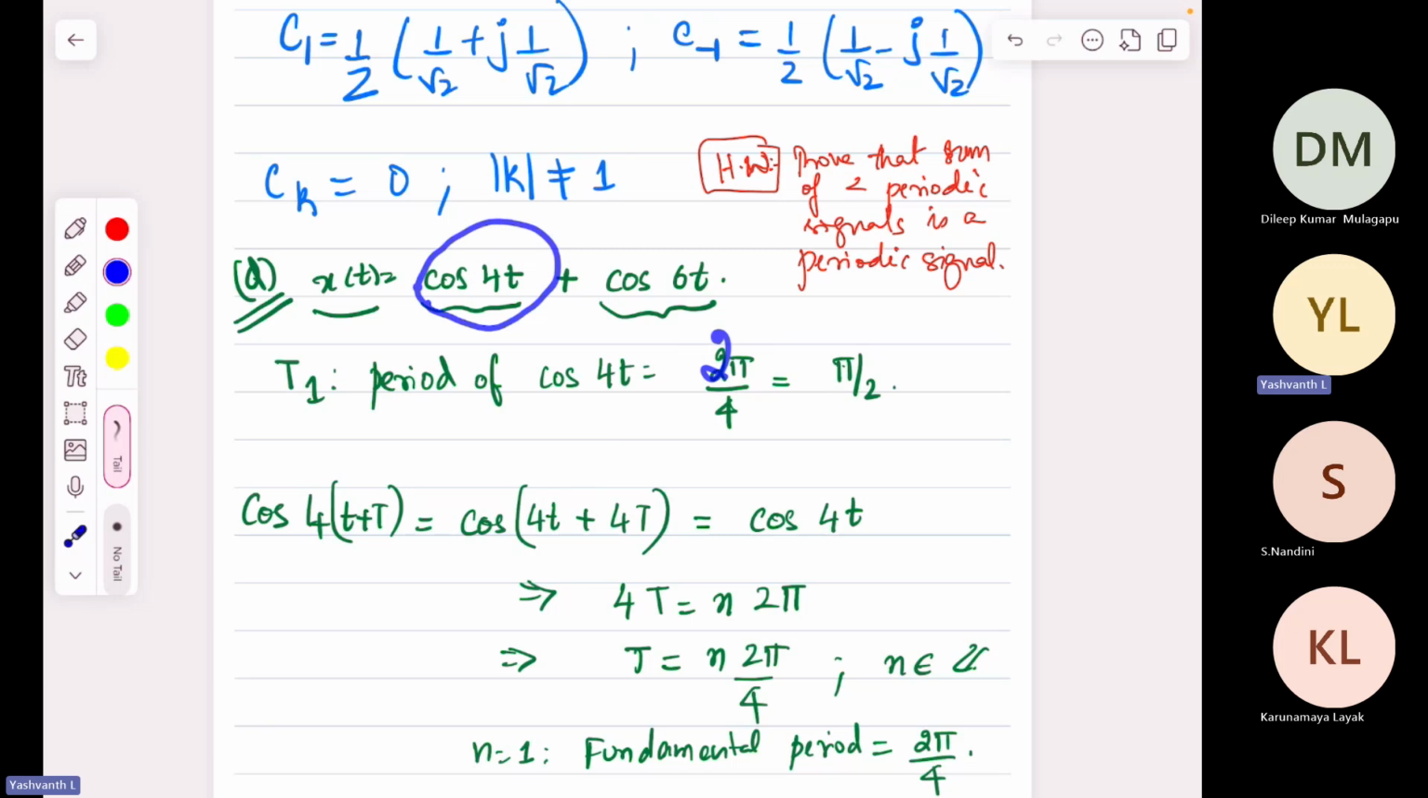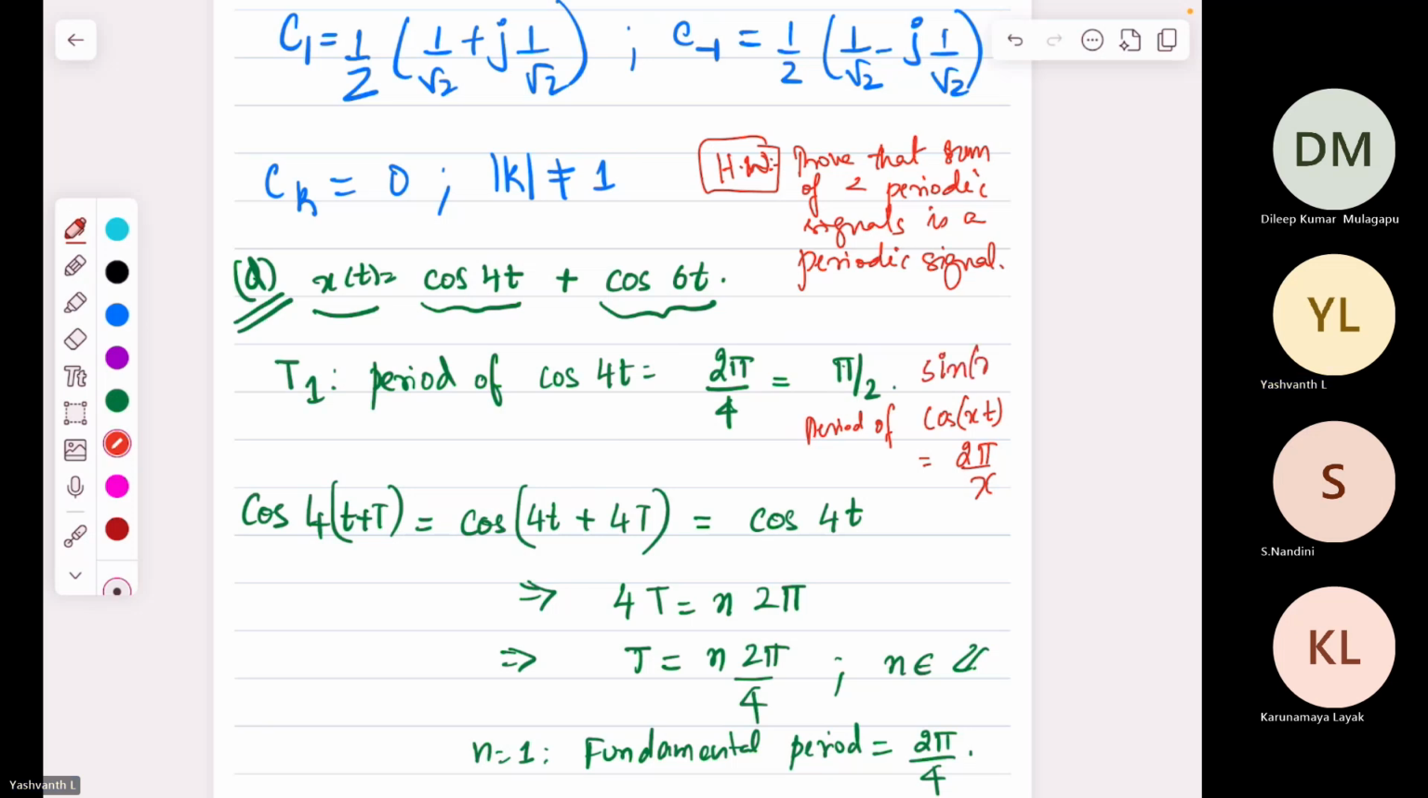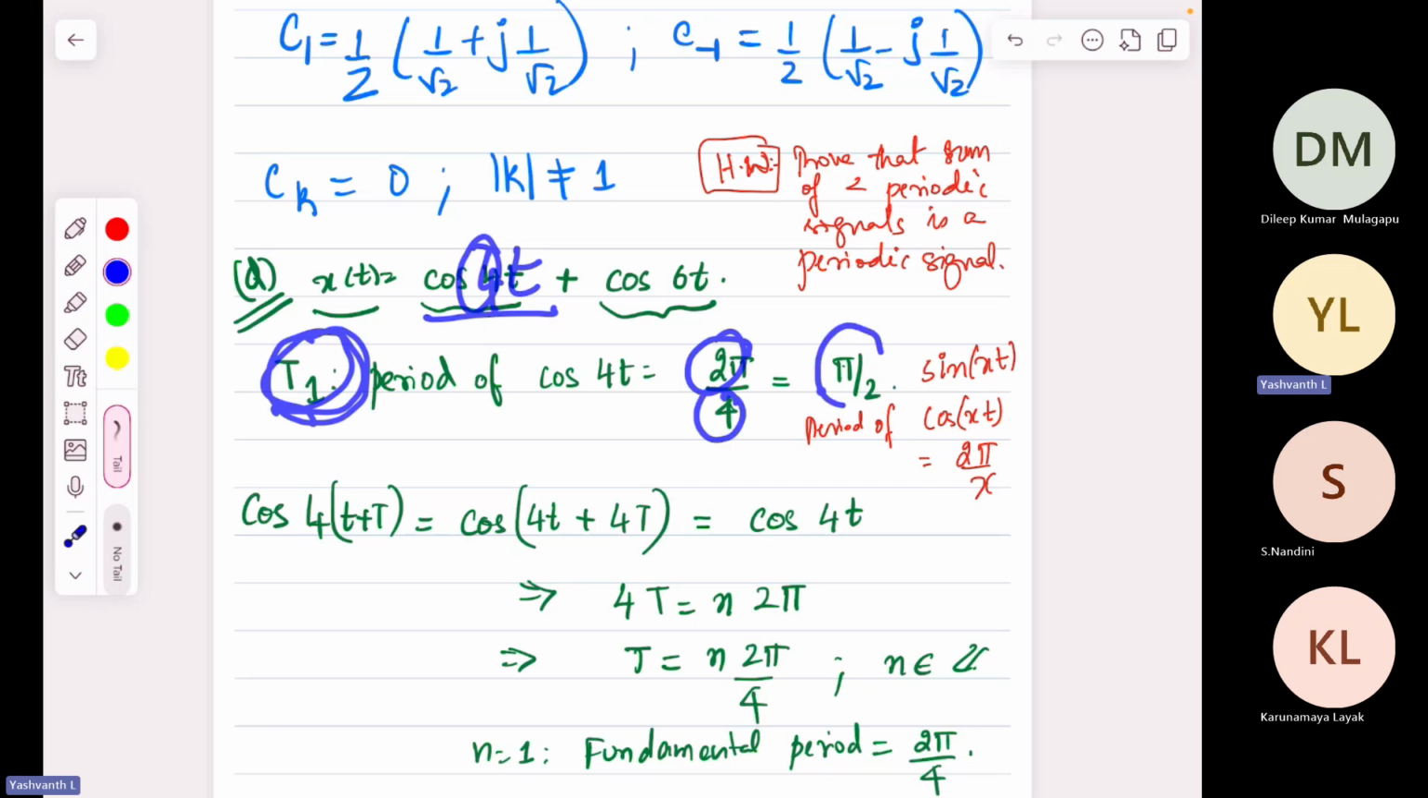The trick is you take 2 pi by x, where x is the coefficient of t in cos 4t. In general, the period of cos xt is equal to 2 pi by x. It is not just for cos, it is also for sine. The period of sin xt or cos xt is equal to 2 pi by x, where x is the coefficient of t. So here the coefficient of t is 4. This is a short trick. Therefore the period of cos 4t is equal to 2 pi by 4, which is equal to pi by 2. So every pi by 2 seconds, this cos 4t will repeat.